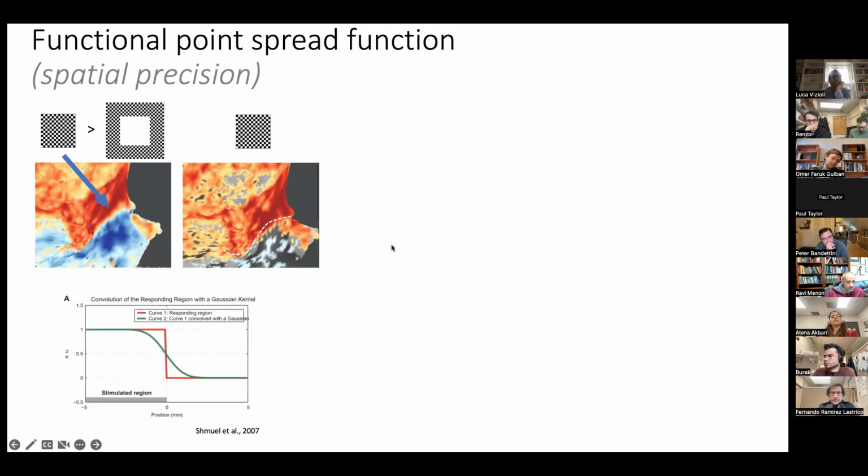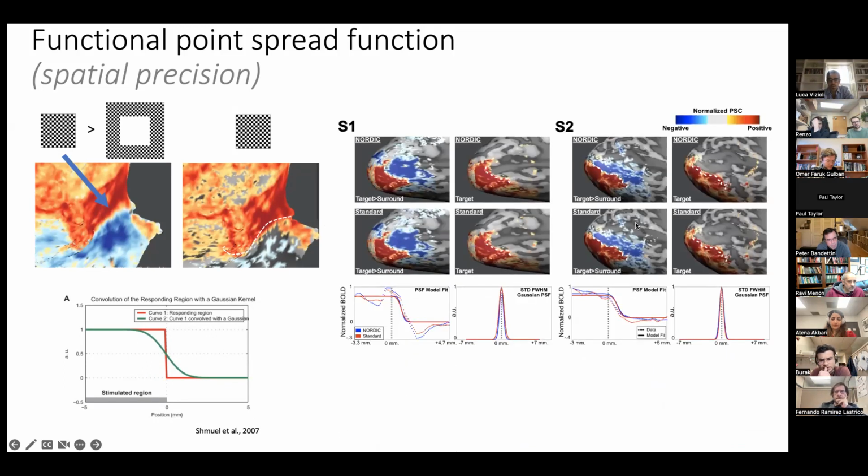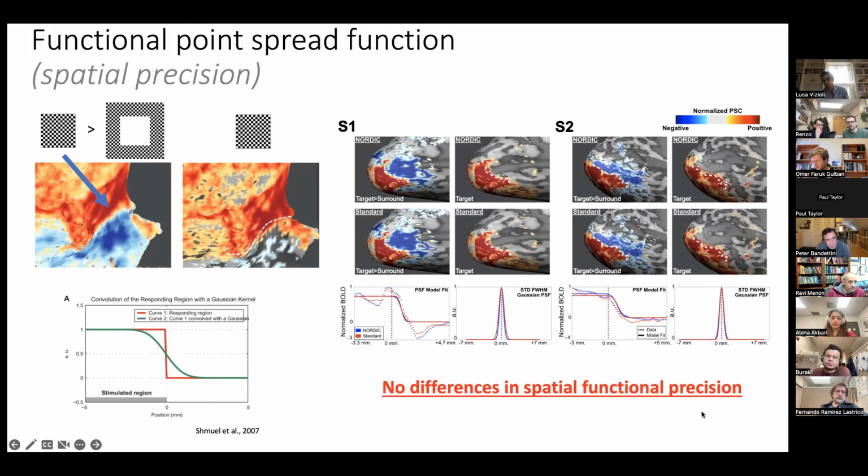So to quantify this, we do something very simple, like Amir did in the Schmuel 2007 paper, where we have a very simple point spread function, which is nothing else than a step-wise function representing our infinite point spread convolved with a Gaussian kernel, the full width at half max of which is one of the parameters that we estimate, and is the parameter that's going to tell us how precise our measurements are. And so we did this for Nordic and standard data, and we didn't observe any meaningful differences in this functional point spread measure, leading us to conclude that Nordic denoising does not meaningfully alter the functional precision of our images.